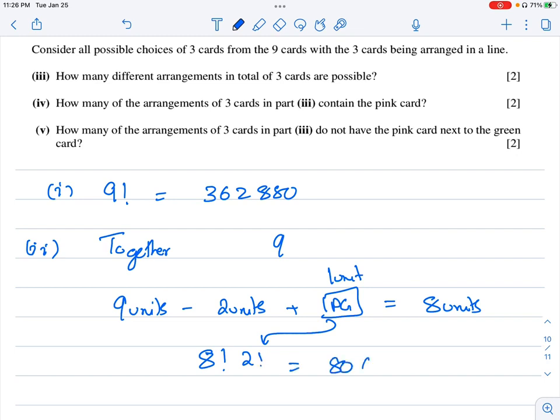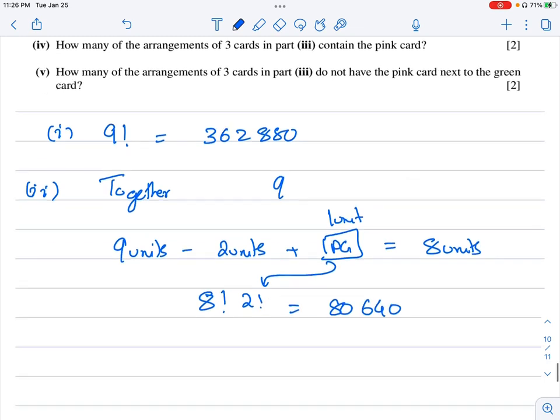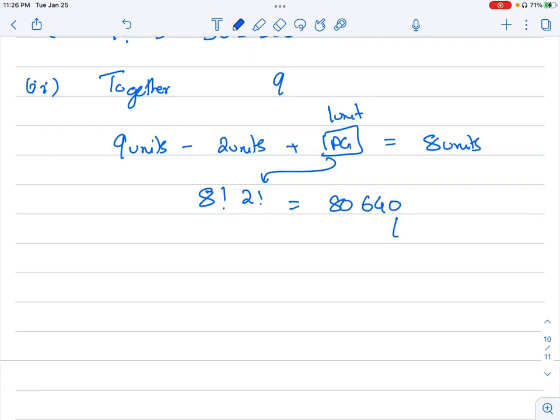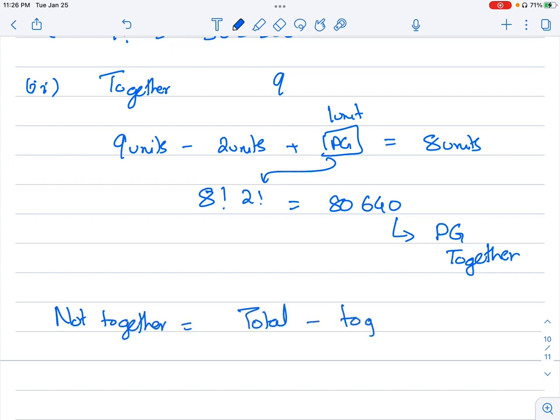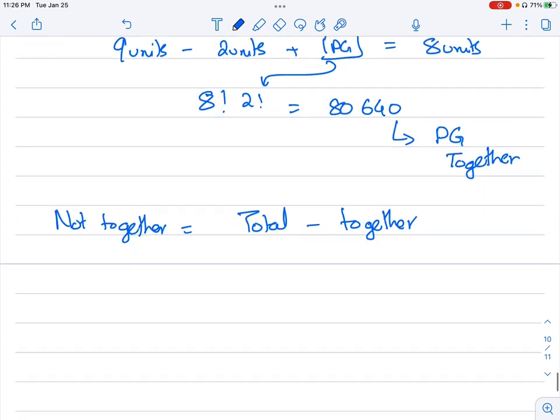This PG can be arranged among themselves in 2 factorial. So this becomes 80,640. So what does this 80,640 indicate? This indicates that PG are together. But the question is asking that they should not be together. So what should I do for not together? It should be the total number of ways minus together. Total is 362,880 minus 80,640. Simplify that, it should become 282,240.